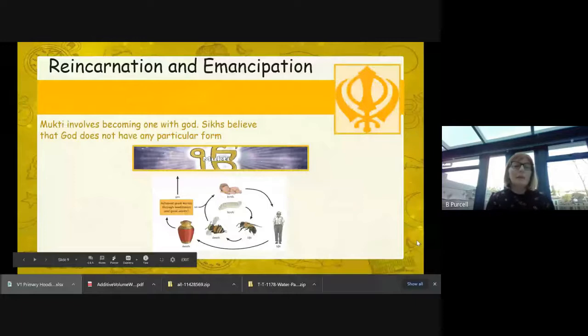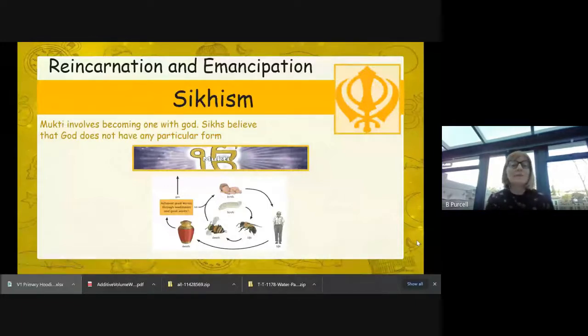Mukti, so sorry, I jumped ahead. So now reincarnation and emancipation in Sikhism. So mukti involves becoming one with God.